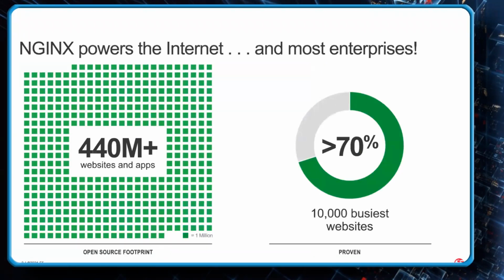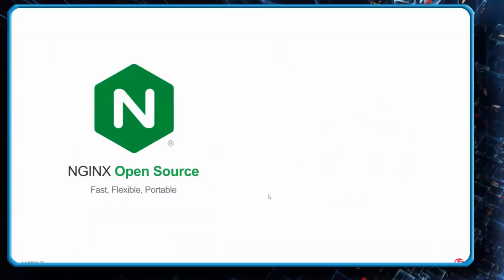So first, just a quick word about NGINX. As I'm sure most of you know, we power a vast amount of the traffic of the internet. Our open source footprint is well in excess of 440 million websites, and I should add, and counting. We cover in excess of 70% of the 10,000 busiest websites, which is almost an incomprehensible metric. So pretty much everybody in the industry has heard about NGINX from an open source perspective.